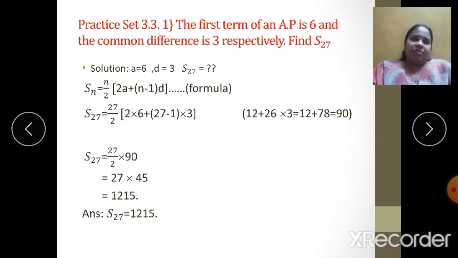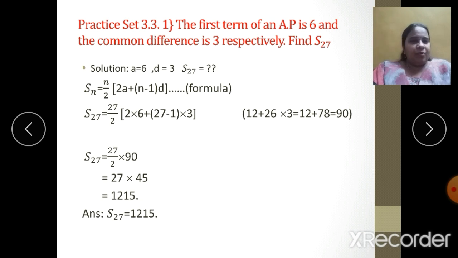Now read this first sum. Extremely easy. If asked, it can be asked for 2 marks, because there is nothing extra to explain in this. It is direct substitution in the formula which I have explained just now. Let's see. The first term of an AP is 6, means a is 6. The common difference is 3, means d is 3. What is the question asked? Find S27, means find the sum of 27 terms.